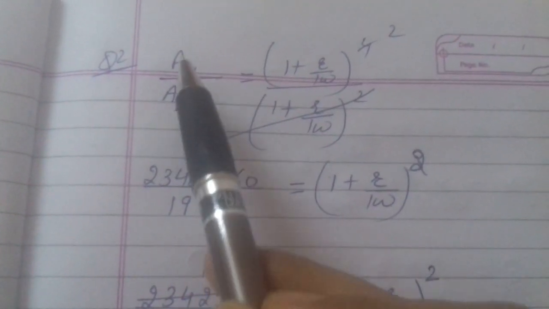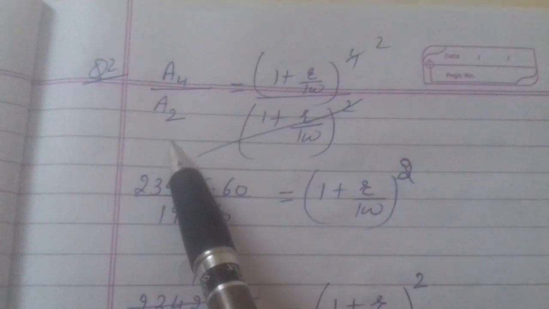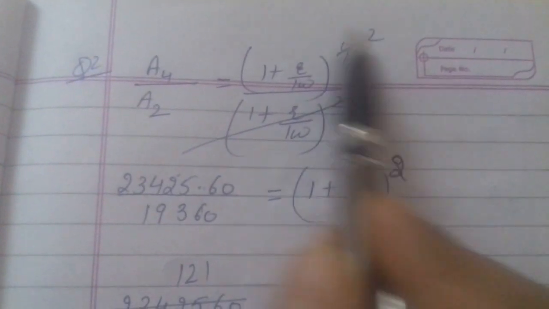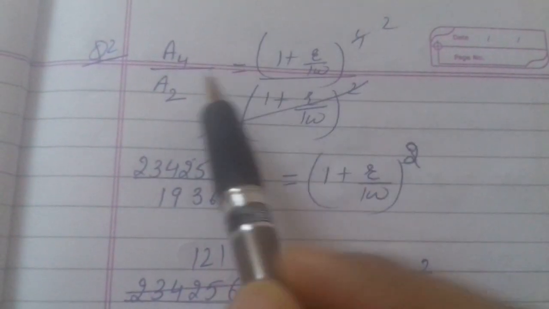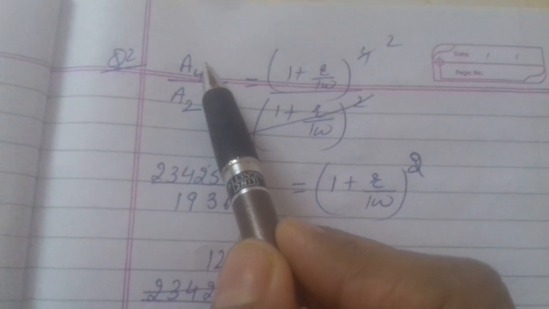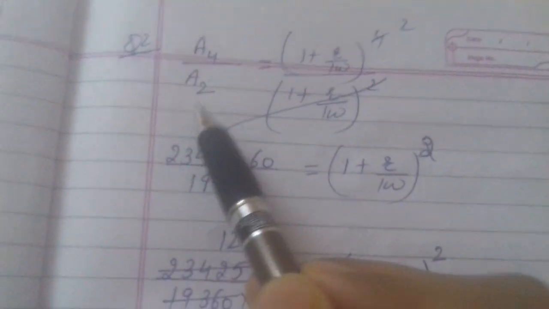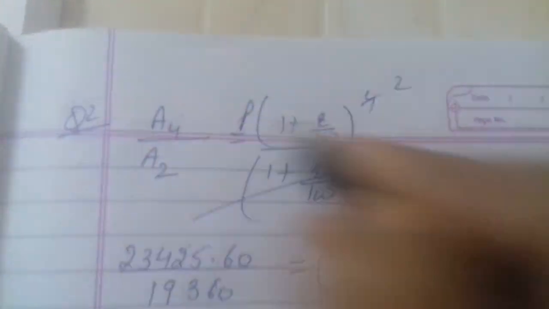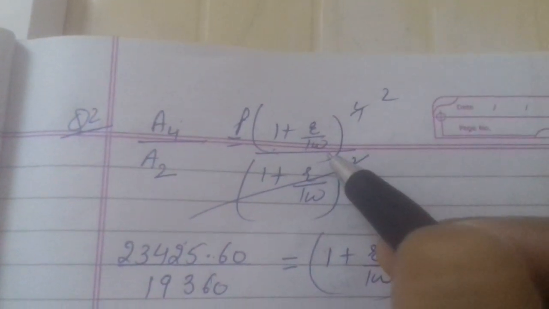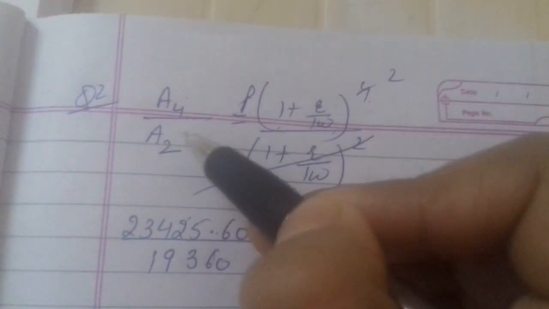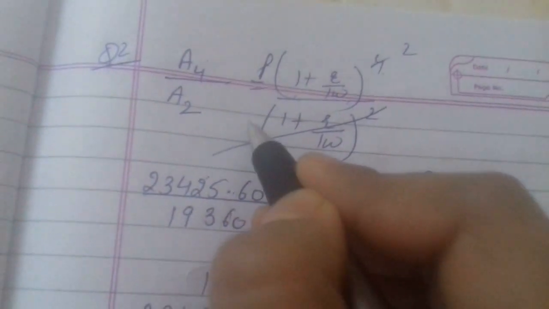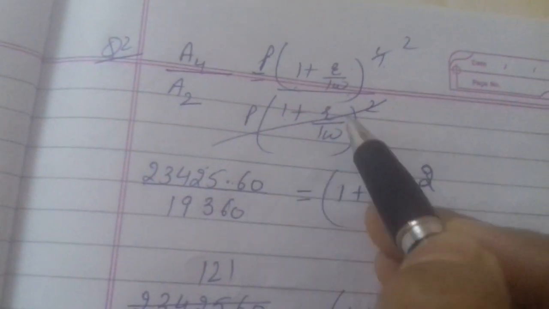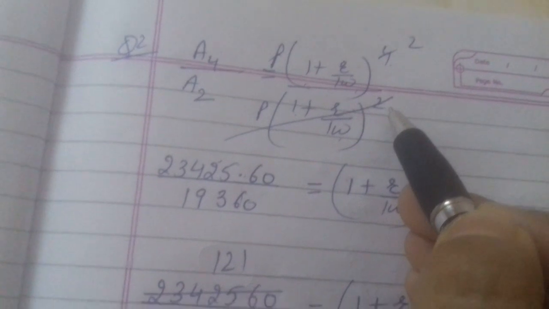So when there is a case of amounts of 2 different years, very easily this is the way how to solve these kind of problems. I divided amount of 4 years by amount of 2 years. What is the formula of amount? That is P into 1 plus R by 100 raised to the power will be 4 because time period is 4 years. Here P into 1 plus R by 100 raised to the power 2.